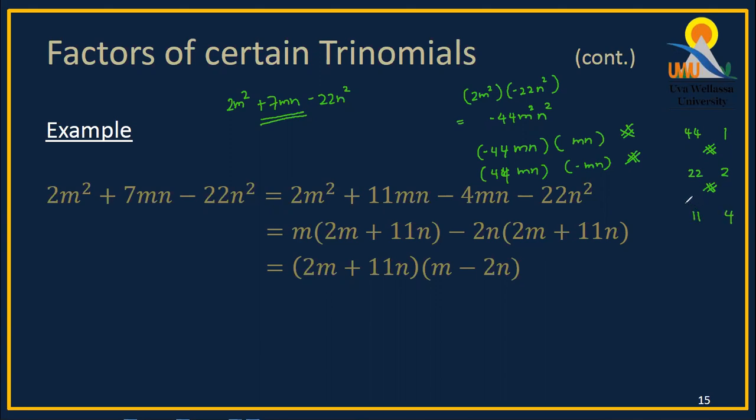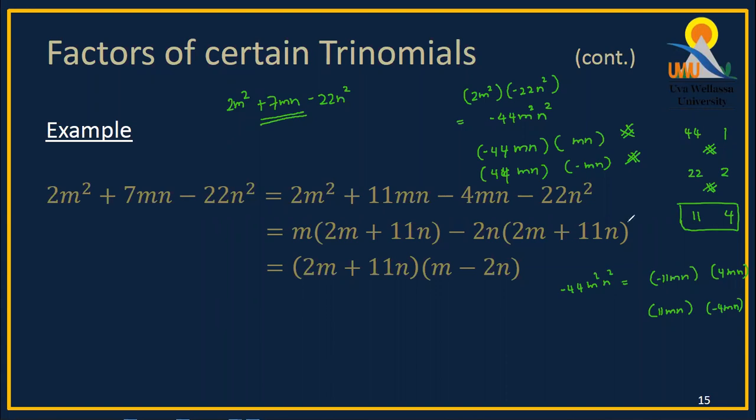If you see this 11 into 4, we'll see that the subtraction gives the value 7. Therefore, we'll look for this set of values. This minus 44 m squared n squared can now be written as minus 11 mn into 4 times mn. Or else we can write it as plus 11 mn into minus 4 mn. Then the addition should give the value plus 7 mn.